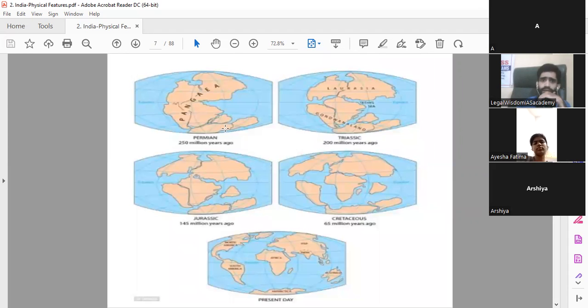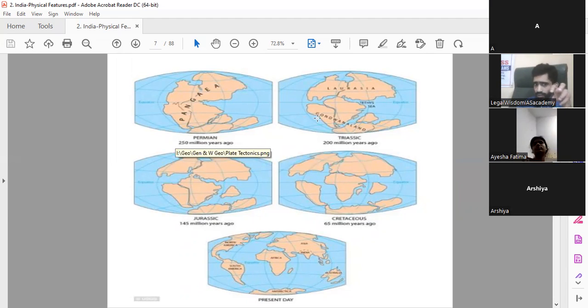उसके बाद में then you have this, what you can say, the Permian, the Triassic, Jurassic, Cretaceous or the present day. जब पूरी whole world was one, माने पूरे अलग अलग नहीं थे, then it was called as Pangea. कौन सा एज में है वो? Permian age. And how many years ago it was?